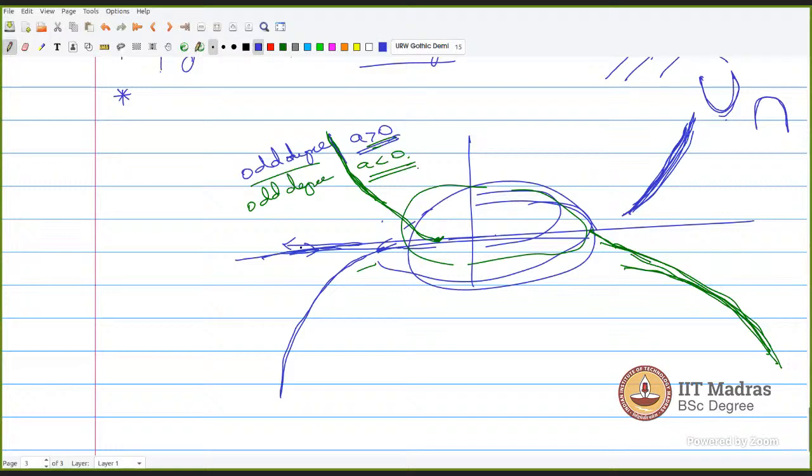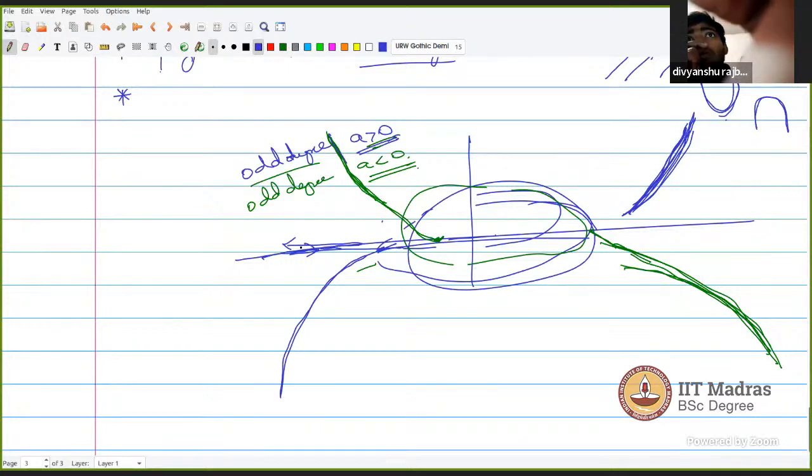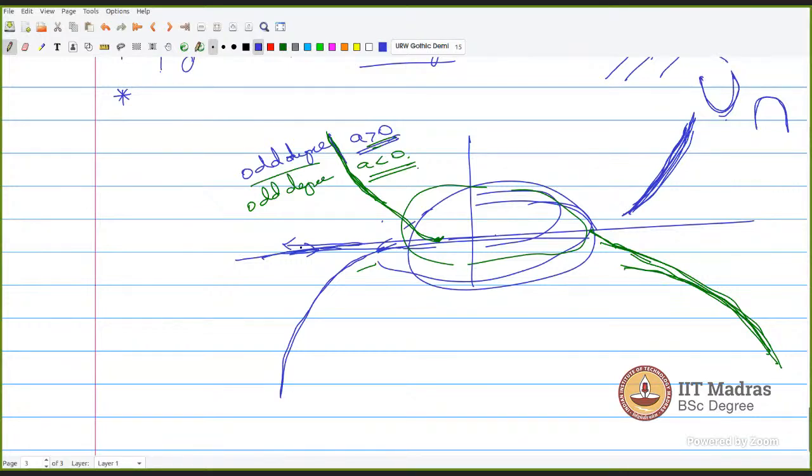Decreasing. And y is also decreasing, right? Okay, I got it. When your x is decreasing, if your y is decreasing, that is an increasing function. Okay, got it. I just took the plane. Yes, I got it.